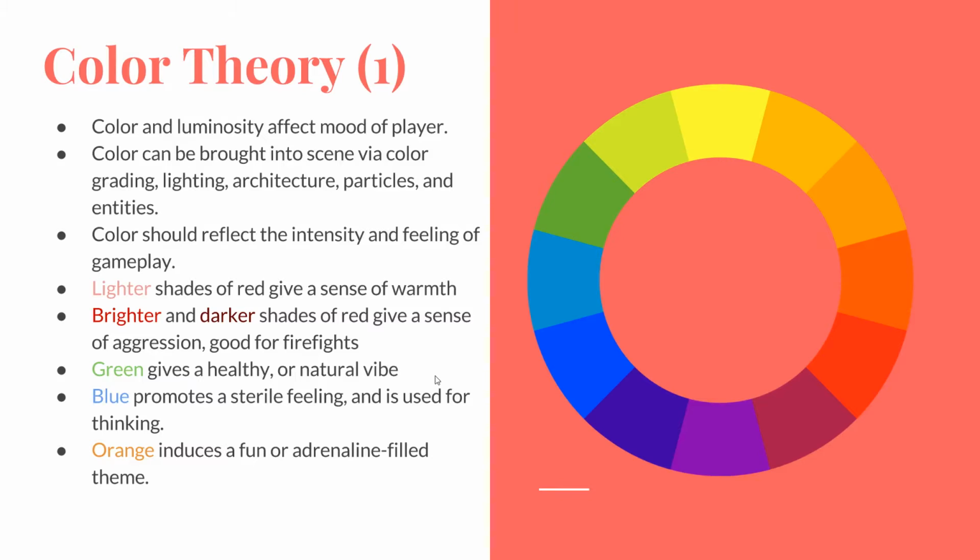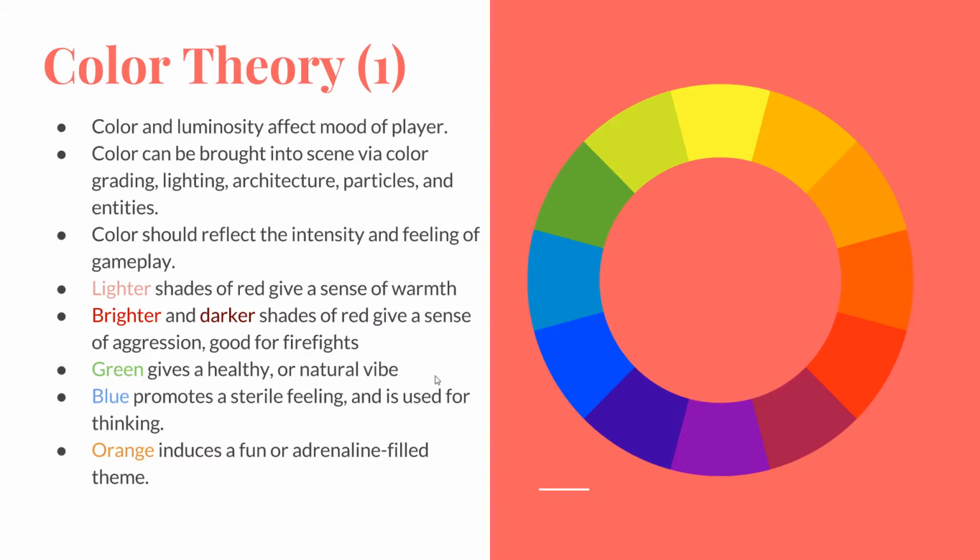So if you're in a firefight or something like that, it's very good for that. For example, in games like League of Legends and even in games like Team Fortress 2, you have the red team and the blue team. Now the red team is usually better in games that are all about aggression because they see themselves as a more aggressive team because of their colors.